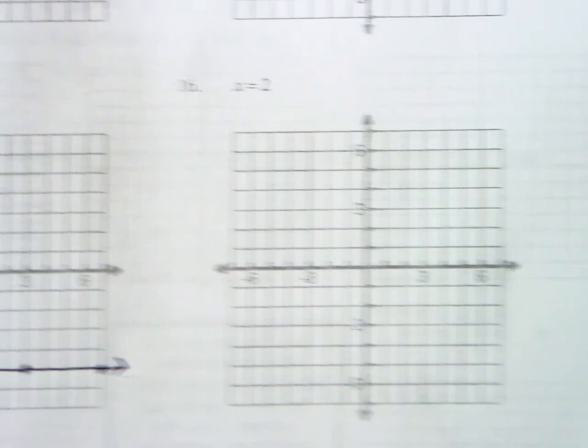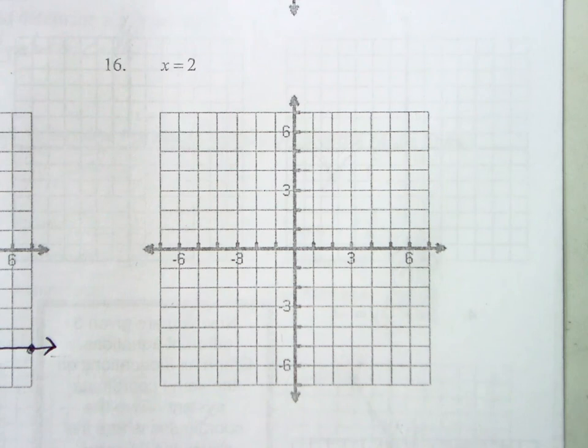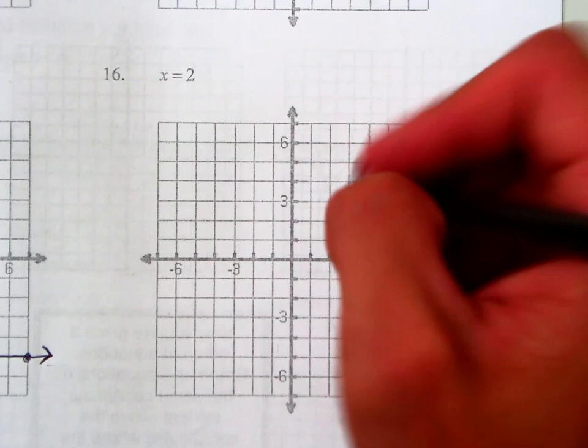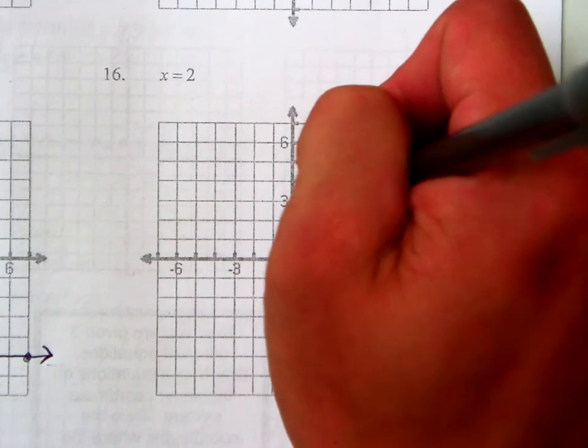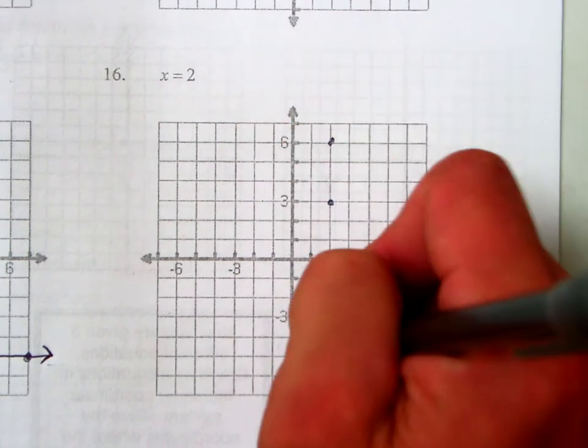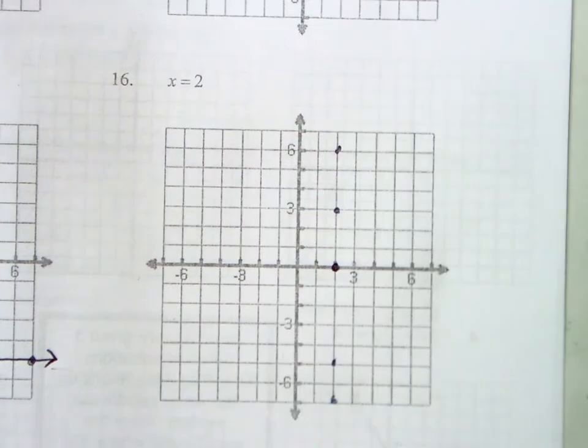Okay? X equals 2, which tells me, where does x equal 2? Right here. But not only there, anywhere along this line. X equals 2.